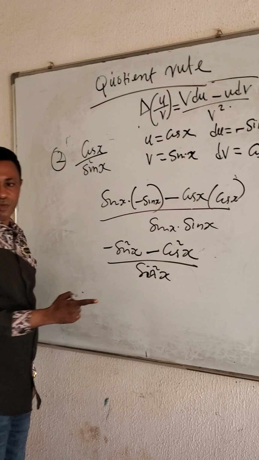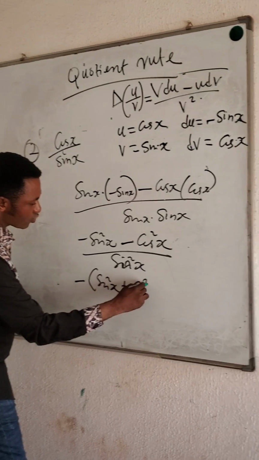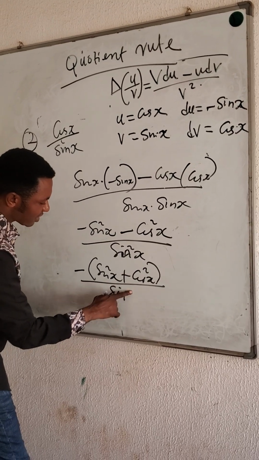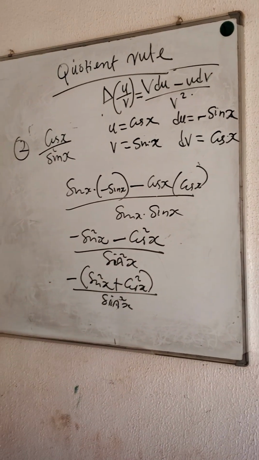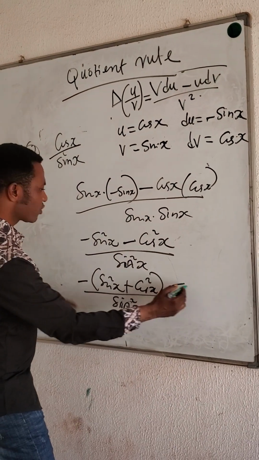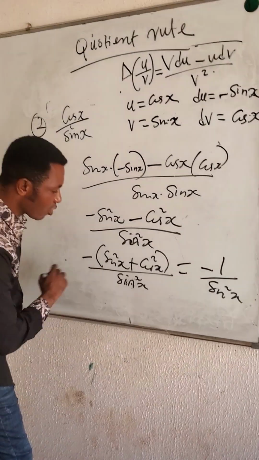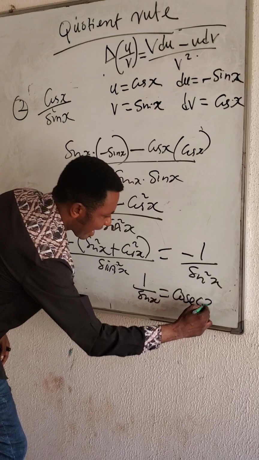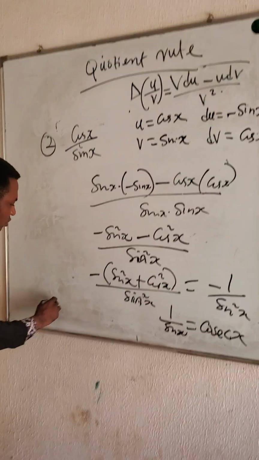Now, you know that minus is common, so we can factor out minus. Then we'll now say sin square x plus what? Cos square x. All over sin square x. But remember again, I told us in the first example that sin square x plus cos square x is equal to what? 1. But remember, we still have minus, so it will be what? Minus 1 all over sin square x. But mind you again, from trigonometry, 1 all over sin x is what? Cosec x.